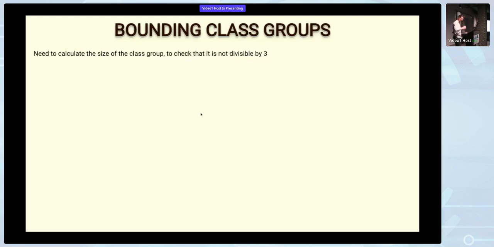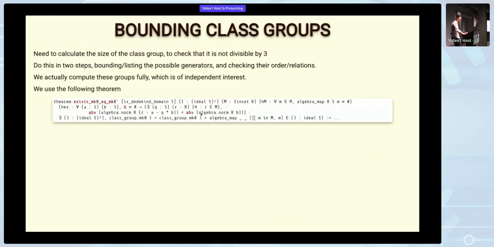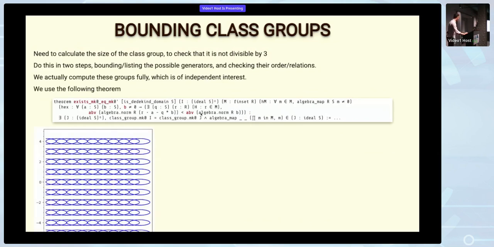So how do we bound these class groups? I haven't defined it for you, but I want to give you a flavor of the mathematics involved. What we actually do is compute these class groups rather than just bounding their size, which might be of independent interest. We use the following theorem. It's a bit hard to read, so I will explain it to you with a sequence of pictures. These are some ovals.